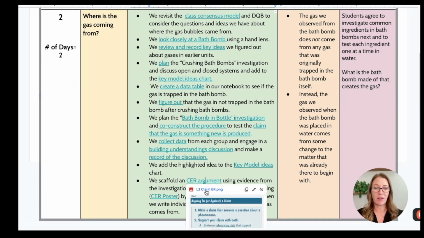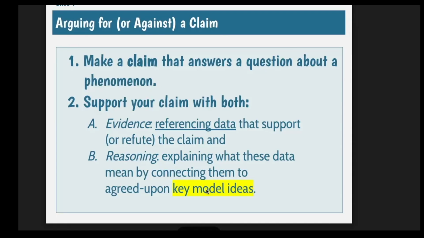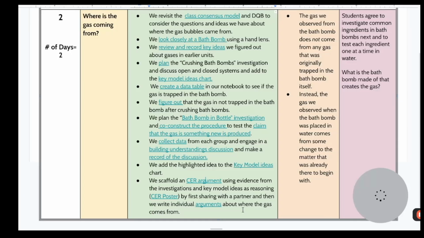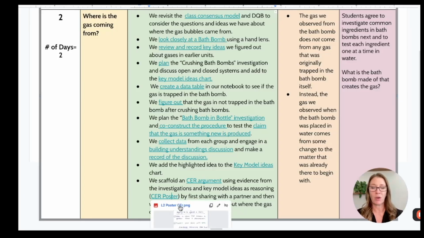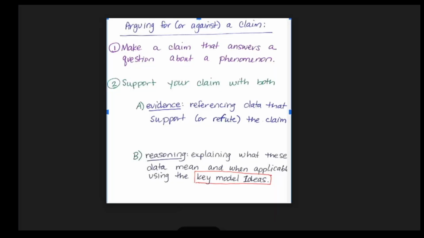Now, if your students have done this before, you might be able to go a little bit faster, but this is a really scaffolded approach. We're teaching them to use the key model ideas as the reasoning. The claim is what answers the question, and you support it with evidence, and your reasoning, your key model ideas, connects that evidence to the claim. There is a poster that you can create beforehand or have on your wall all the time about a CER, so I would pre-make this one as well.